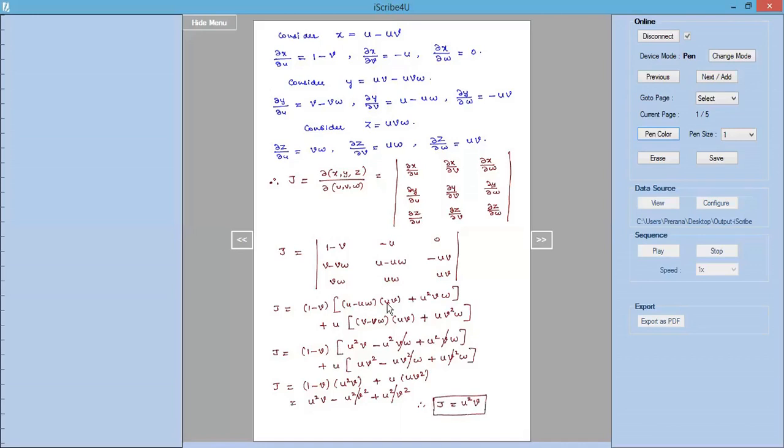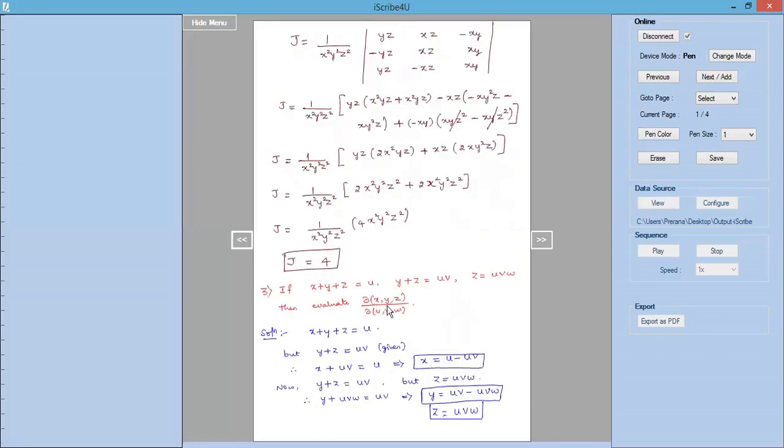We have to carefully simplify this 3 cross 3 determinant, and if there are like terms with one positive and one negative, we cancel them. This is how we get the Jacobian for this particular problem, that is, the Jacobian of x, y, z with respect to u, v, w.